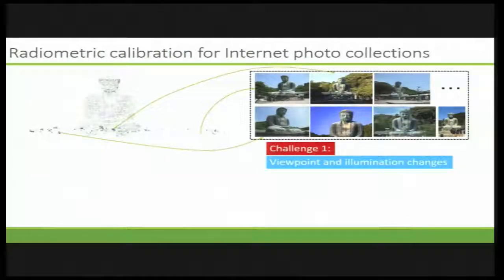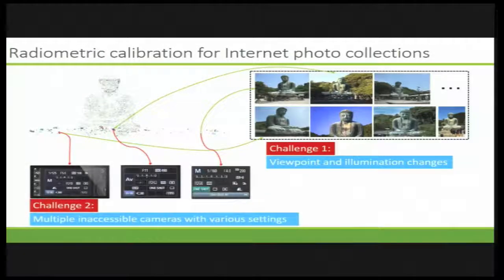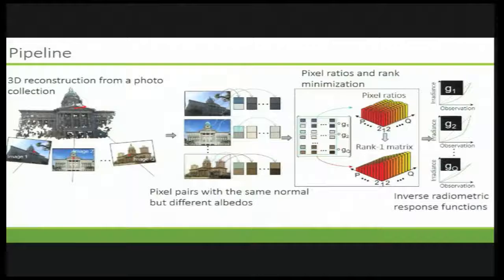Unlike the conventional method, our problem faces two challenges. The first challenge is that the internet images are taken from different viewpoints under different illumination. And the second challenge is that we are trying to calibrate multiple inaccessible cameras at the same time. So here is the pipeline for our method. I will introduce the details afterwards.